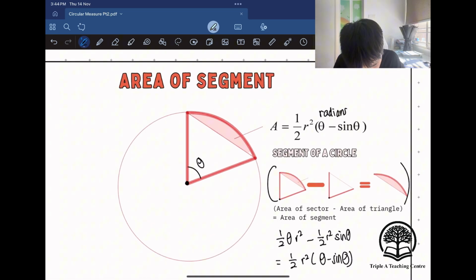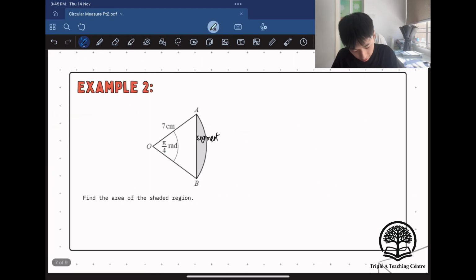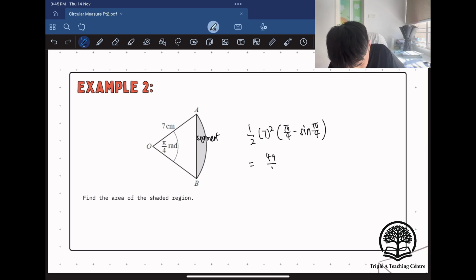Half times radius squared times theta minus sine theta. Okay, so let's sub that in real quick. Half times r squared, our r is 7 over here, and times theta, our theta is pi over 4, minus sine theta, our theta is pi over 4. Press that into our calculator, we will get this times 0.078. Your area should be 1.92 centimeters squared.